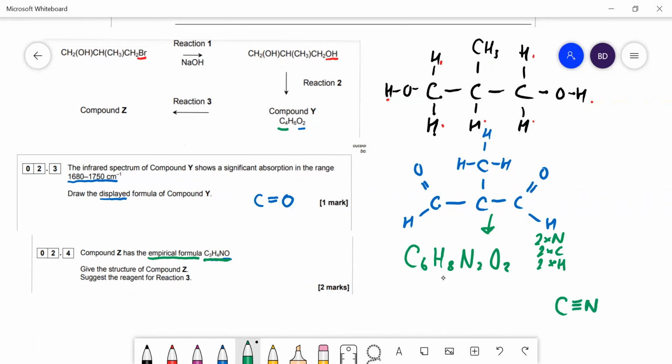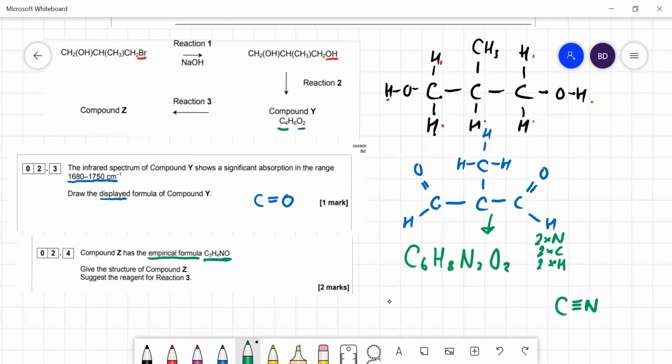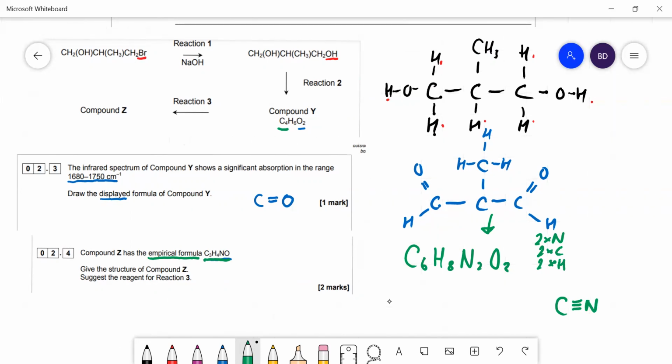Okay, that's what's happened. So if you draw the structure of compound Z, well, what's happened is, so that's a cyanide, the cyanide ion will undergo nucleophilic addition. That's a nucleophile. It's going to attack that carbon there. Pi bond breaks, and of course this oxygen then picks up a hydrogen to form the OH, form a hydroxynitrile.